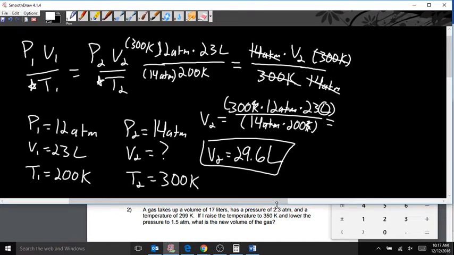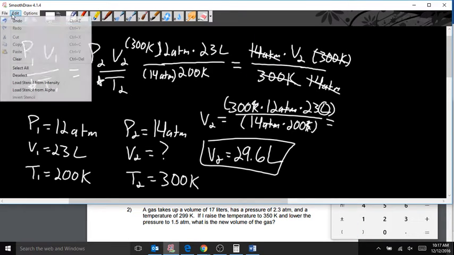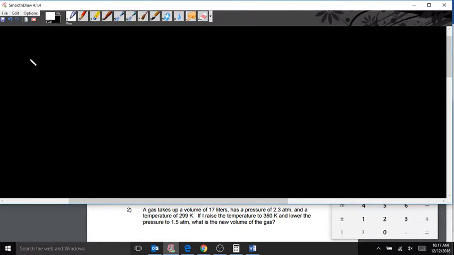All right, so let's do one more example. Let's go with that guy there. All right, let's go edit clear. All right, and I'm going to write maybe a little bit smaller.